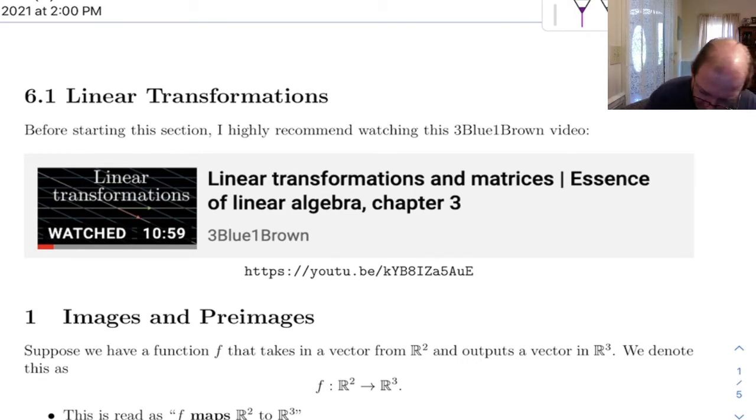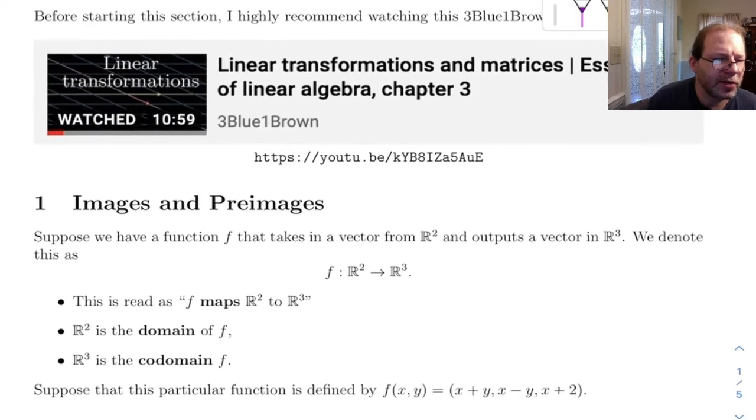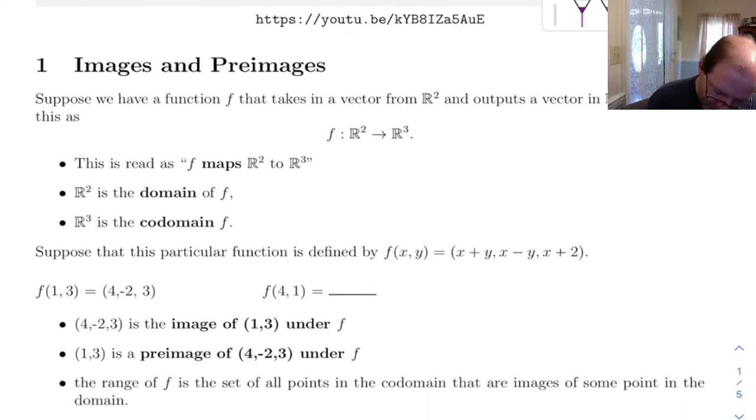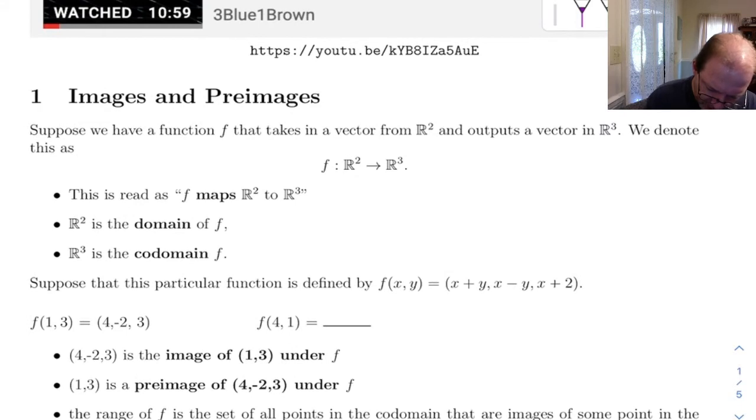If you've got the PDF up, you can click here. If you don't, it's pretty easy to find on YouTube. So let's go ahead and look at images and preimages. This whole part here is, a good bit of it, just vocabulary.